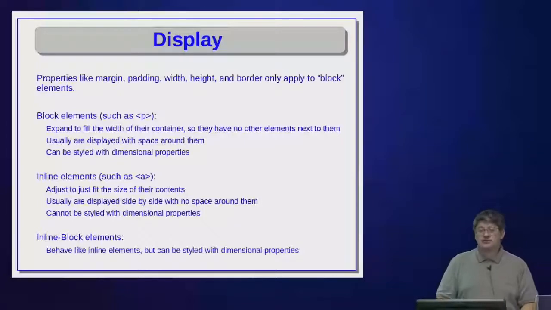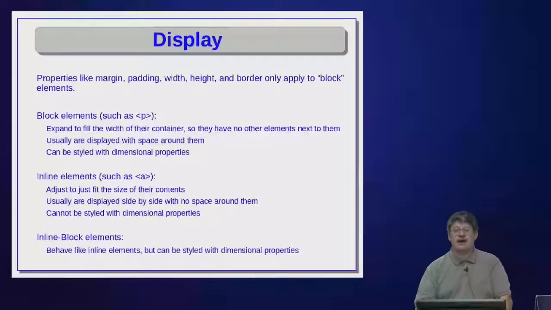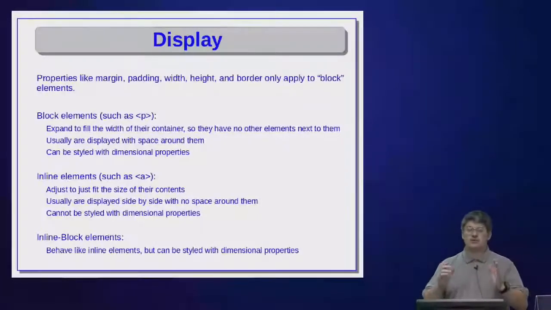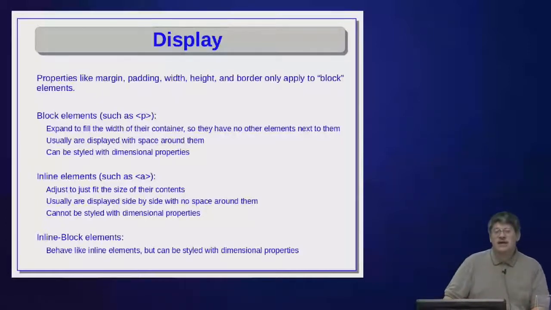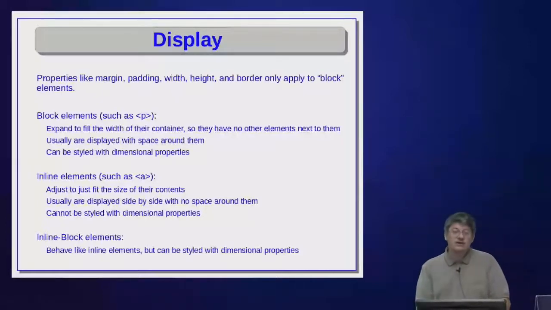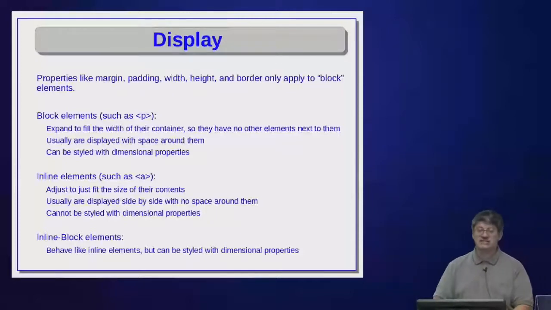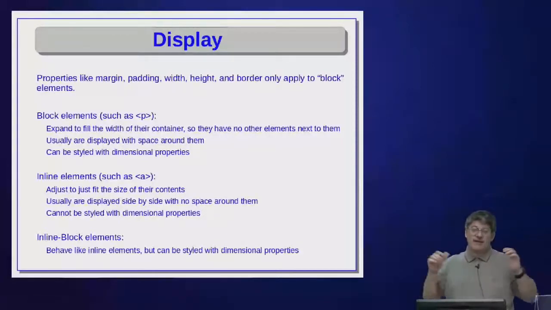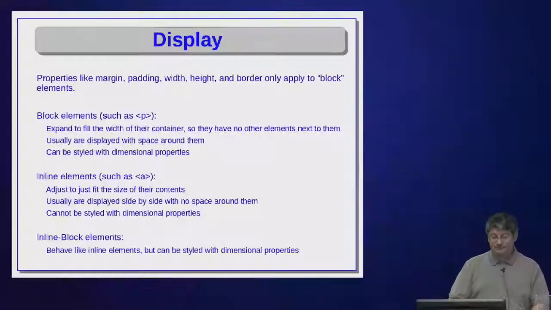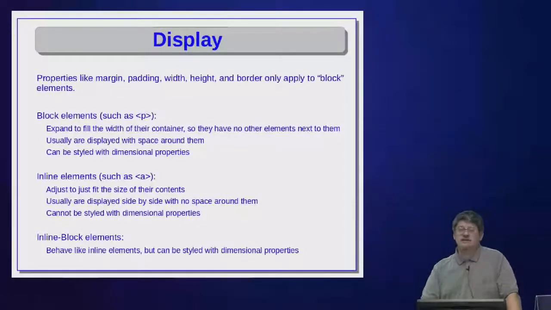Block level elements are usually also displayed with space around them. What that means is that the web browser will start a new line when it starts a new block level element, and it'll insert a line break after the element to separate it from whatever comes after it. And block level elements are allowed to have dimensional properties. We can set the width and the height of a block level element so it doesn't, by default, or like it does by default, span the entire page or the entire width of a container. On the other hand, HTML also provides inline elements.